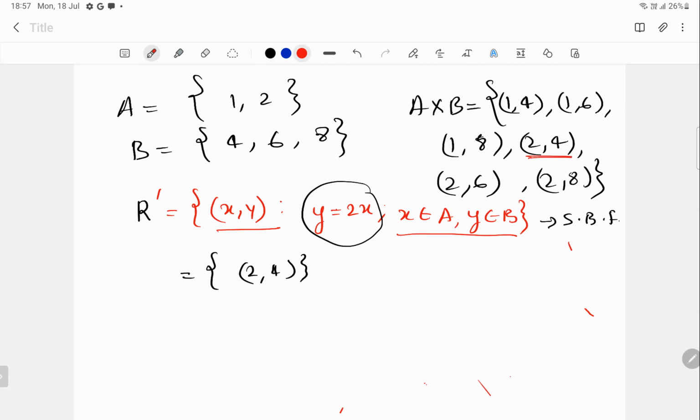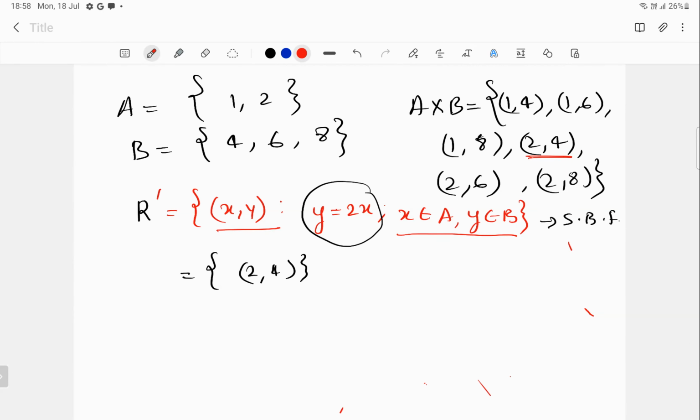This one. No one else satisfies. See, 2x, nobody satisfies. If y is 8, 2 into 2 is 4 only, right? So it cannot be 8, it cannot be 6. 1 into 2 cannot be 4, 6, or 8, right? That means only this element, this point 2, 4, only this satisfies this relation, the given relation y is equal to 2x. Understood this thing?